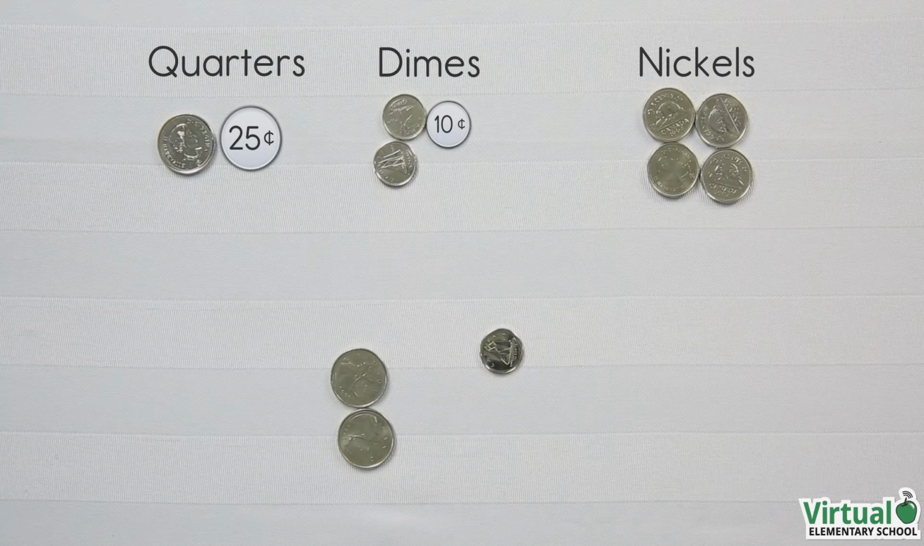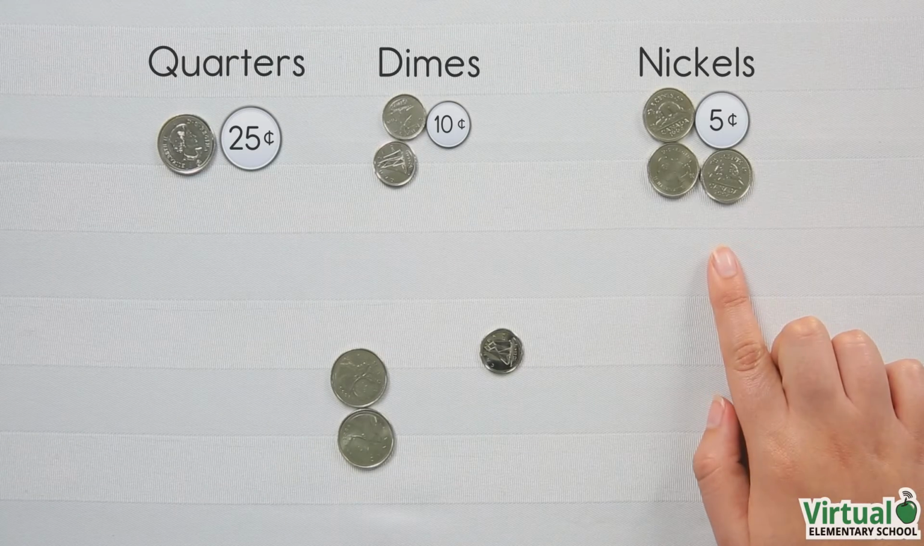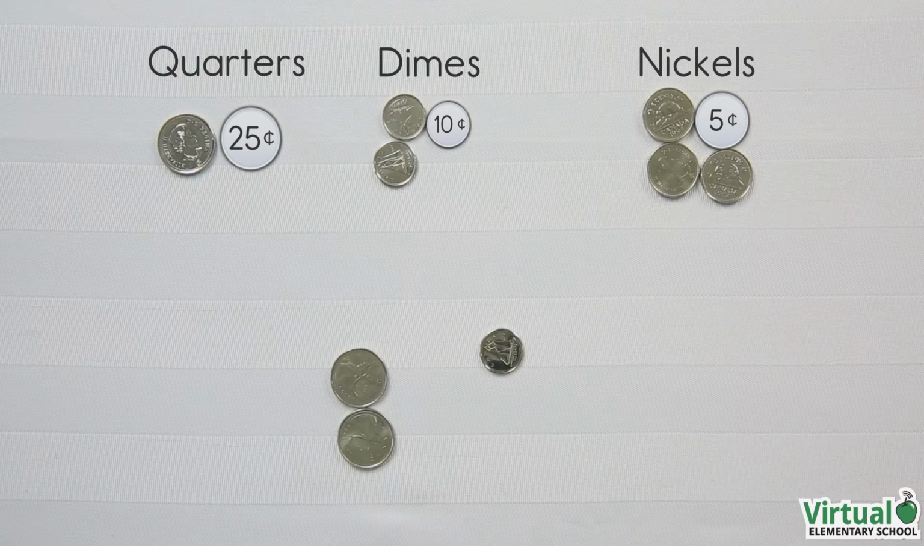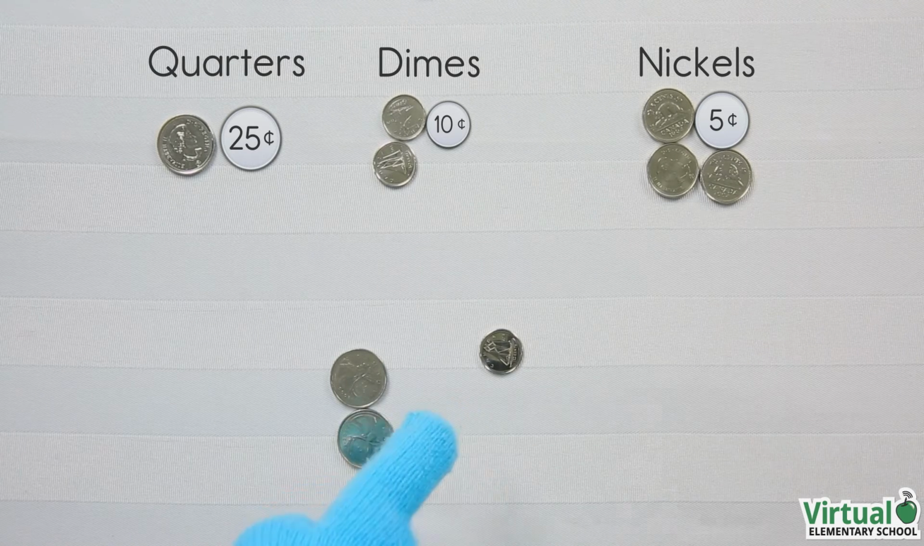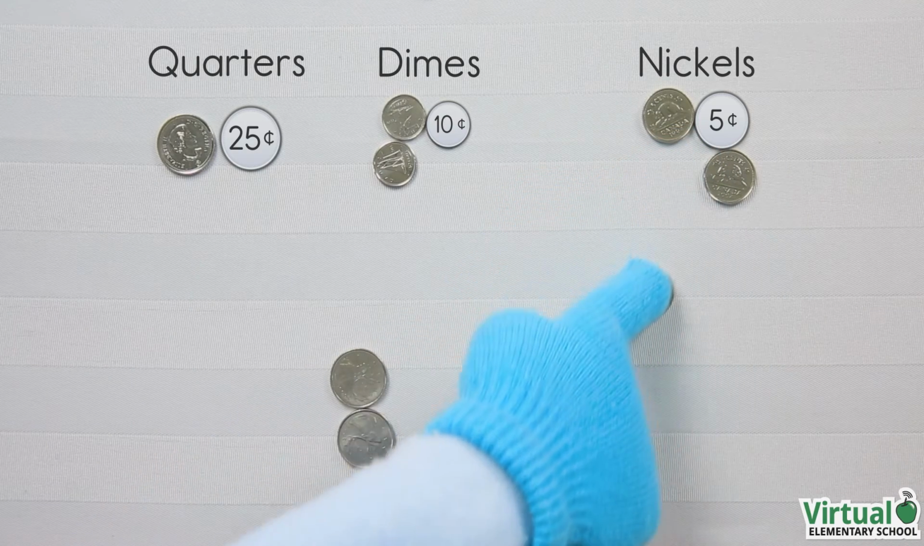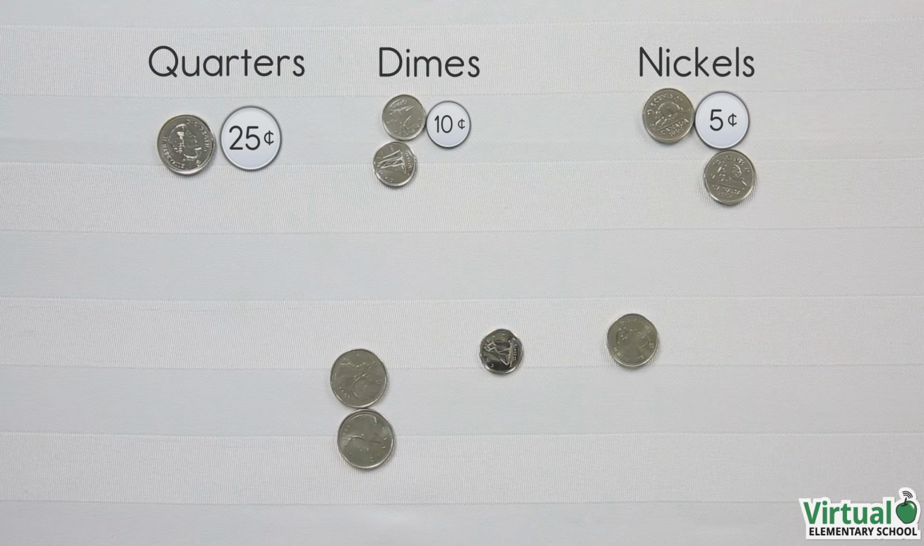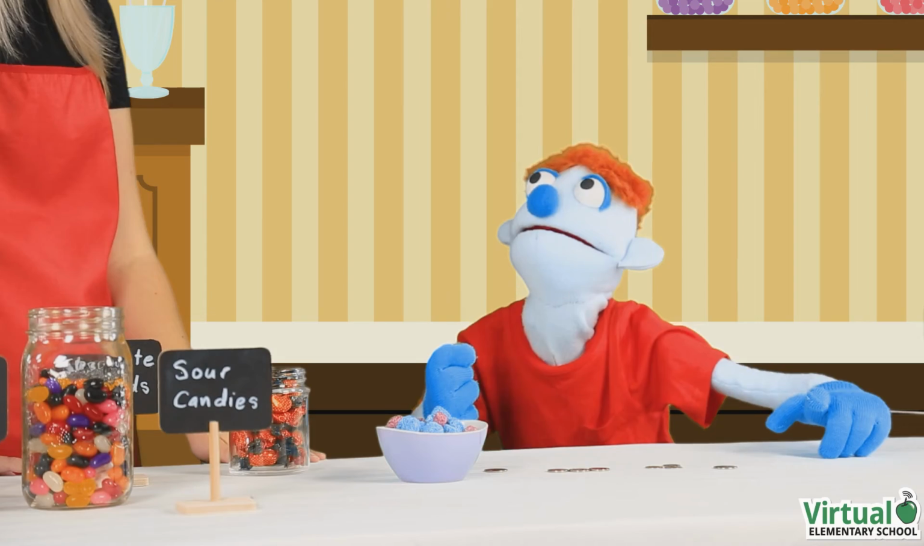Awesome work! Finally, we'll use nickels. Start at 60 cents and skip count by 5 cents. 60 cents, 65 cents. That's the value. I'll only need 1 nickel. For 65 cents, I need 2 quarters, 1 dime, and 1 nickel.